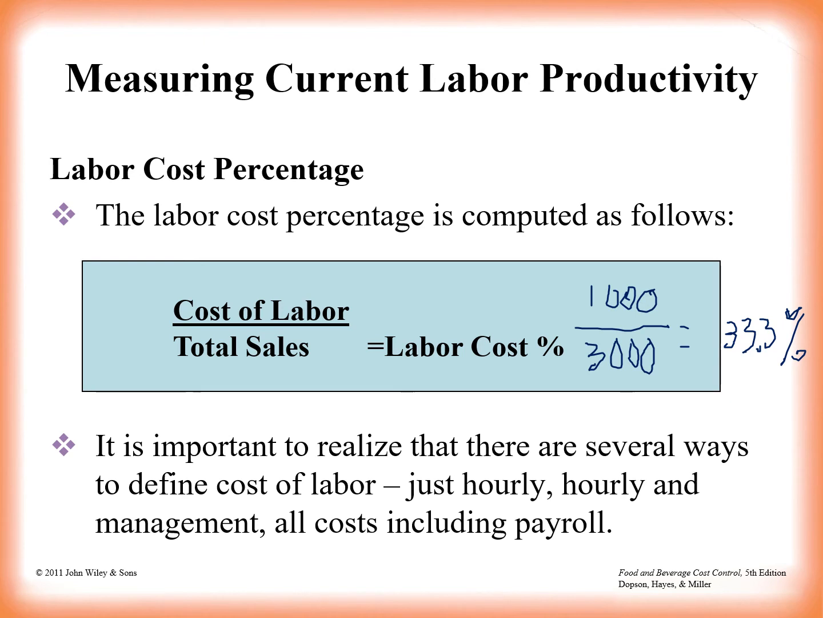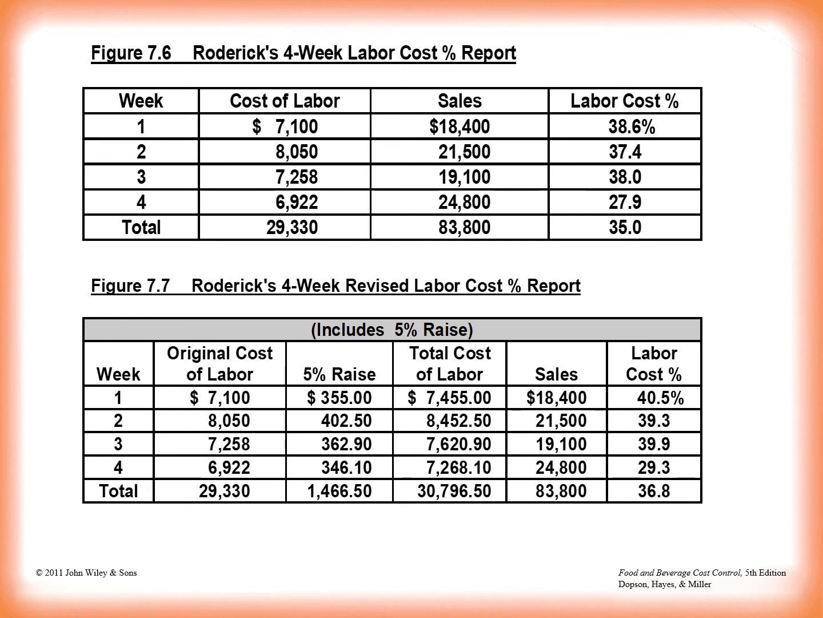And I can look at just management labor costs. I can look at hourly labor costs. There are all sorts of ways I can break this out. So here we go. We've got some charts kind of illustrating what I was talking about. So we have the cost of labor up here, and we have how much sales it generated. If I divide this 29 right here by this 83, I get the 35% labor cost.